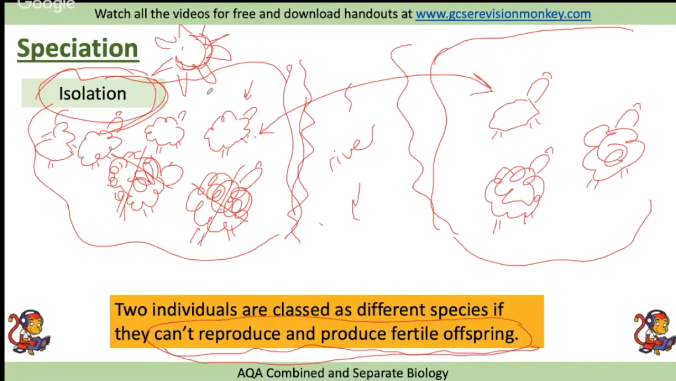So if these came back together a few thousand years later and they were very, very different looking, but they could reproduce and make fertile offspring, then they would still be the same species. But if they came together and they changed so much that they couldn't reproduce, they might be able to make babies, but those babies can't make their own babies, so they're actually not fertile. Then we would call them two completely different species.